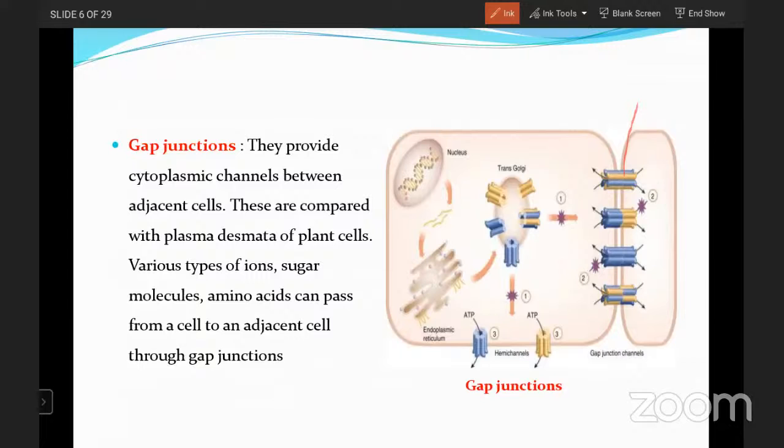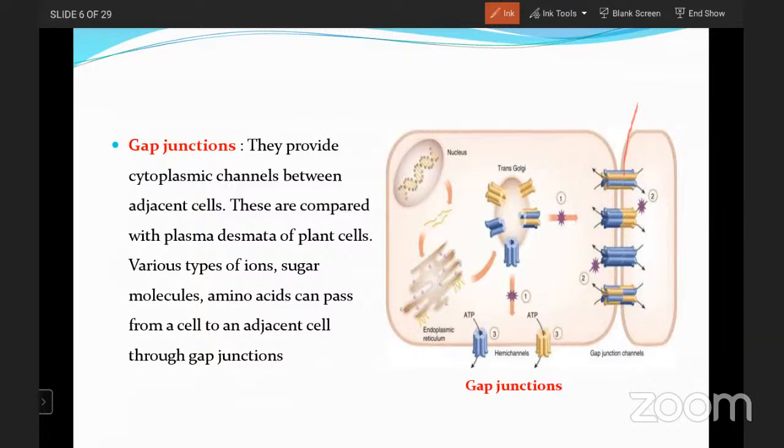These are compared with the plasmodesmata of plant cells. Usually in plants, the plasmodesmata are the parts which supply particles from one cell part to another cell. Just like here, the gap junctions, which are cytoplasmic channels between two adjacent cells, are useful for the transfer of various ions, such as sugar molecules and amino acids, from a cell to an adjacent cell. So this is about the gap junction.